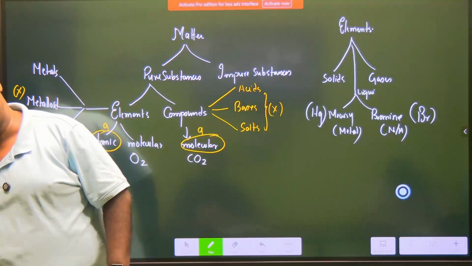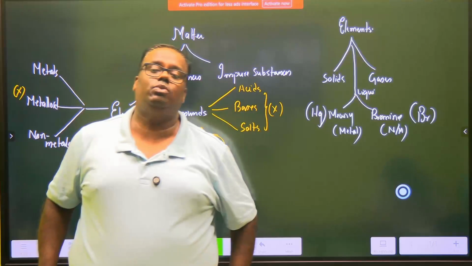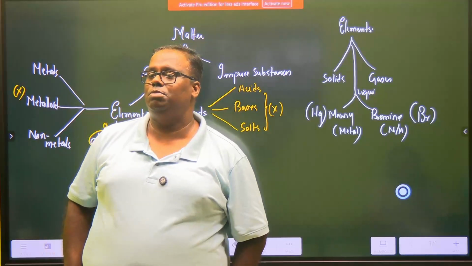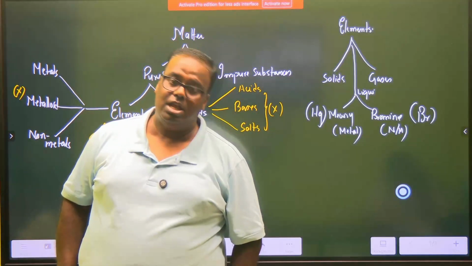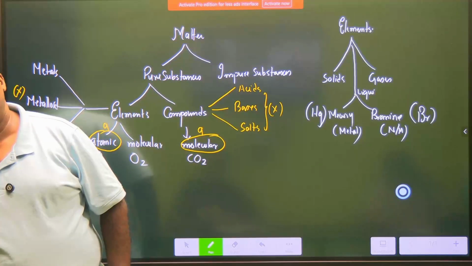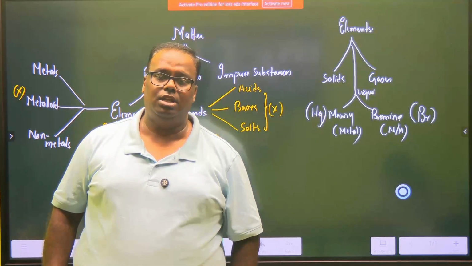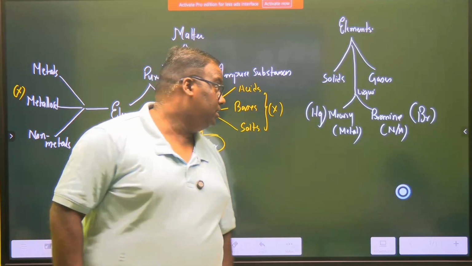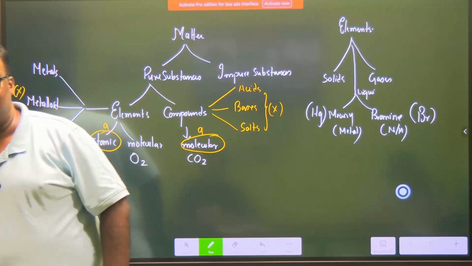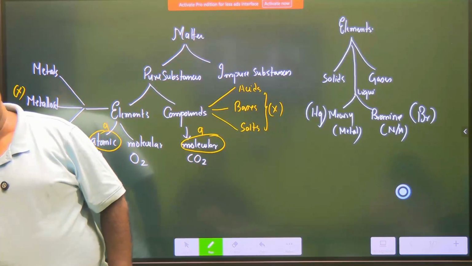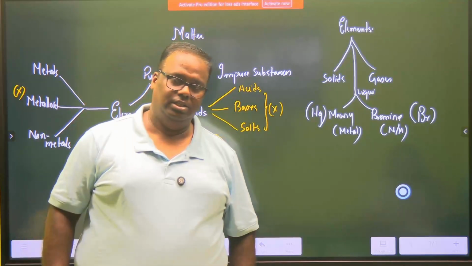The question sometimes gets asked that which is the only liquid non-metal. The only liquid non-metal is bromine, and the only liquid metal is mercury. Meaning mercury is a metal which at room temperature is in liquid state, and bromine is a non-metal which at room temperature is in liquid state. Okay, this much you will remember, right?